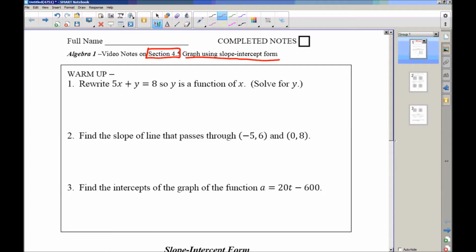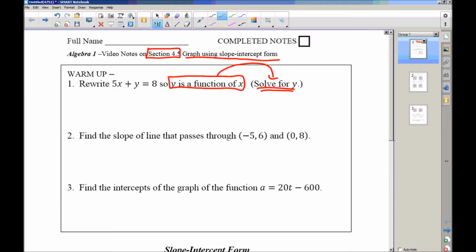Okay. Our warm-up: rewrite 5x plus y equals 8 so that y is a function of x. So remember, writing y as a function of x is the same directions as solve for y. Please make sure you can recognize them on quizzes and tests. Don't come up and ask me what that means.